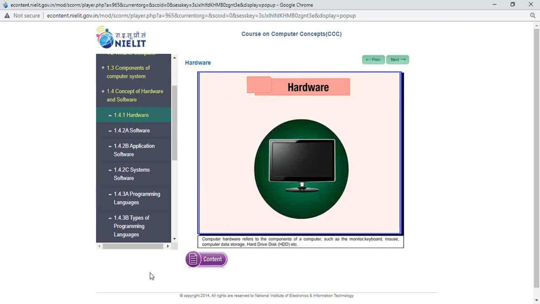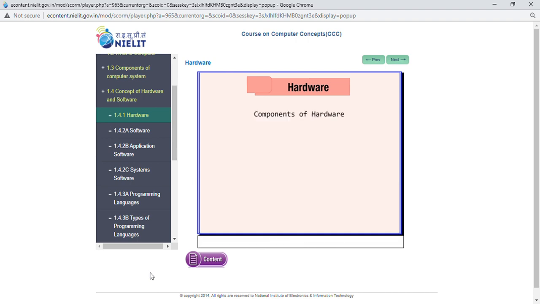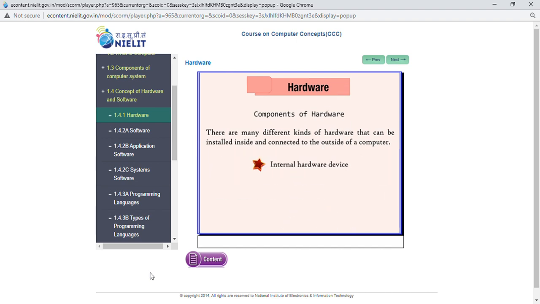Computer hardware refers to the components of a computer such as the monitor, mouse, keyboard, computer data storage, hard disk drive, HDD, etc. Components of hardware. There are many different kinds of hardware that can be installed inside and connected to the outside of a computer. Internal hardware device, external hardware device.